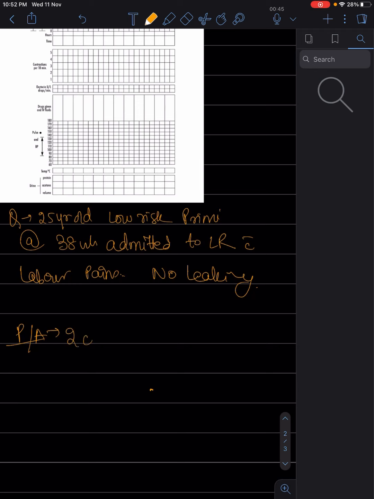Supposing 2 contractions are coming in 10 minutes and they last for around 15 seconds. So what is this? This is mild contraction. Why? Because it is lasting less than 20 seconds. So it is mild contraction, right?